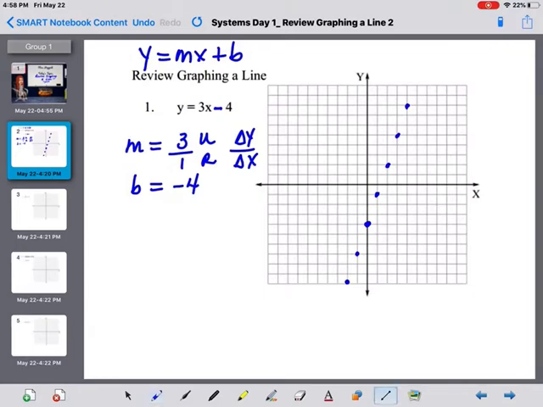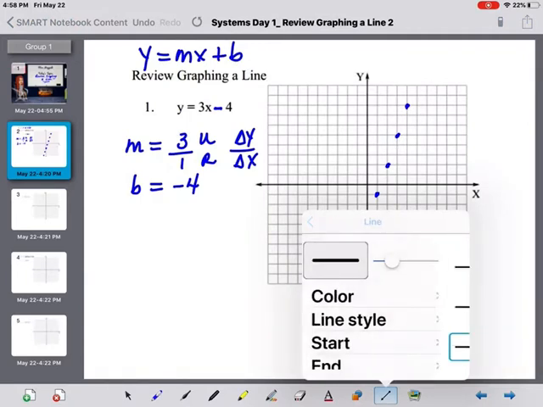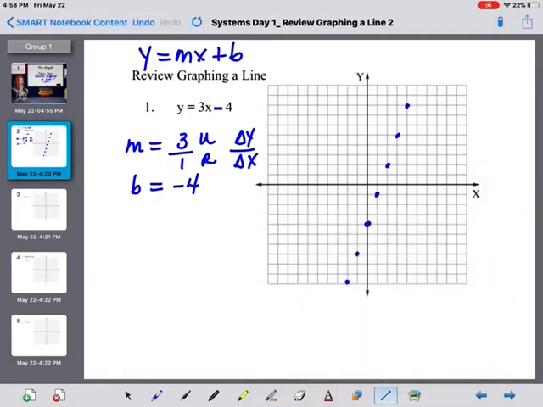Okay, so we're ready to graph the line. So I want to make sure that I have arrows at both ends. And remember, when you're graphing, you want to make sure that your line is going through the center of the points. And we want to extend it in both directions, with the last step being to write the equation on the line. Okay, so that's number 1.